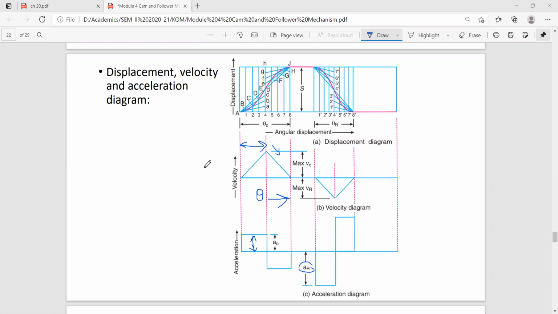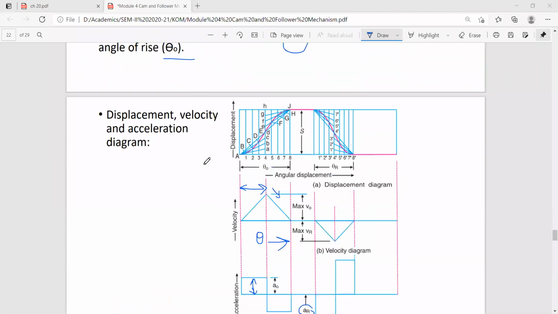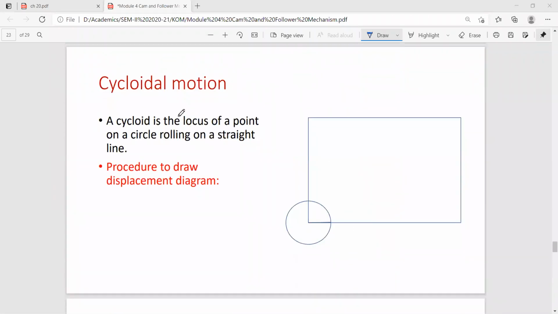Okay. So next is the cycloidal motion. What is this motion? You know, a cycloid is the locus of a point. This point is on a circle which is rolling on a straight line.